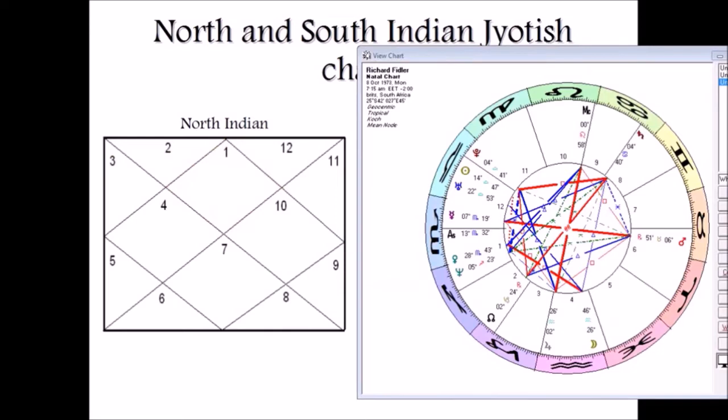I think it will be a little simpler if I do it this way. You see, now you can see here, this is my Western chart. You can see in this Western chart, you've got the sign Scorpio there, and that the ascending degree is there.